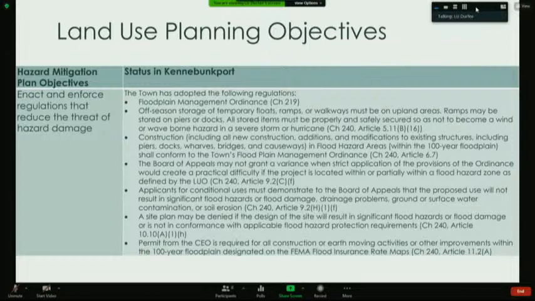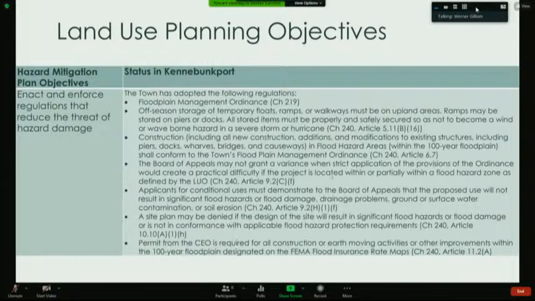So I think it would be good to have that clearly stated in this table, the fact that you do have a more stringent local standard as far as what's allowed in the V zone. So I would add that in. Yeah, I think that's fine to put in, because that's something that is spelled out in the ordinance.